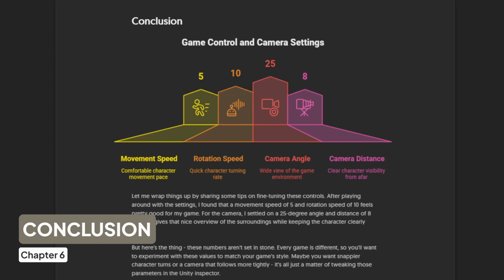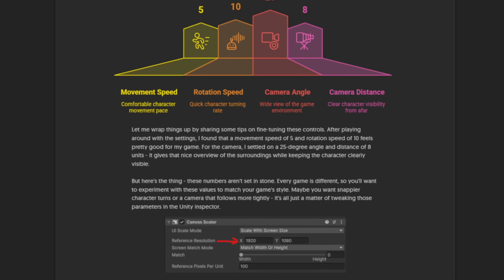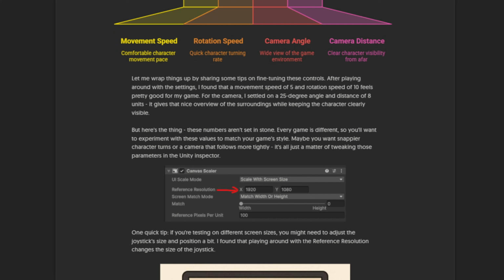Let me wrap things up by sharing some tips on fine-tuning these controls. After playing around with the settings, I found that a movement speed of 5 and rotation speed of 10 feels pretty good for my game. For the camera, I settled on a 25-degree angle and distance of 8 units. It gives that nice overview of the surroundings while keeping the character clearly visible.